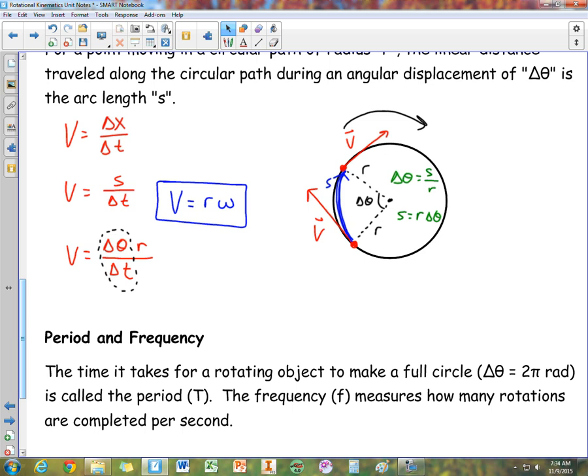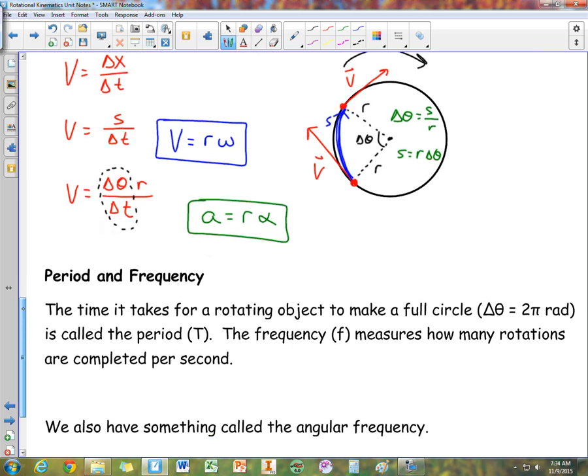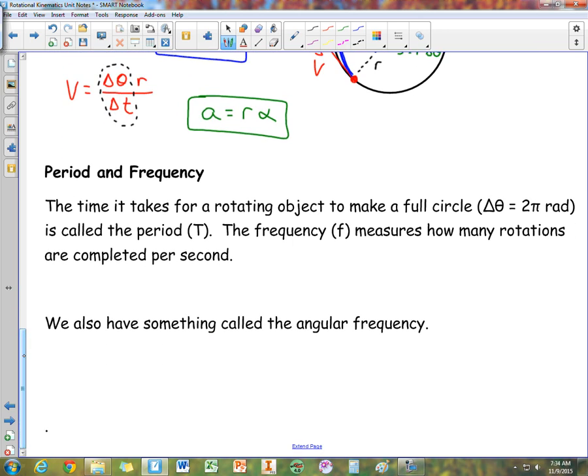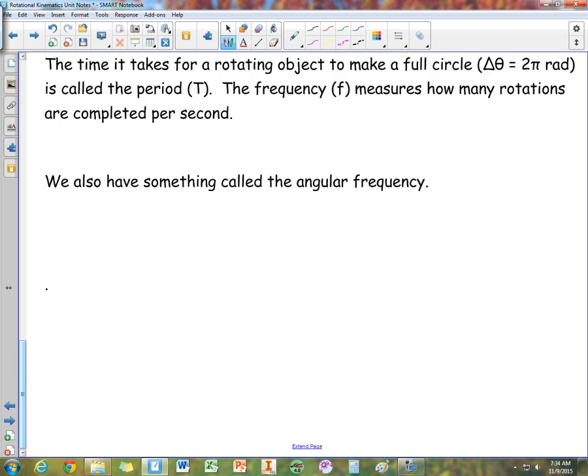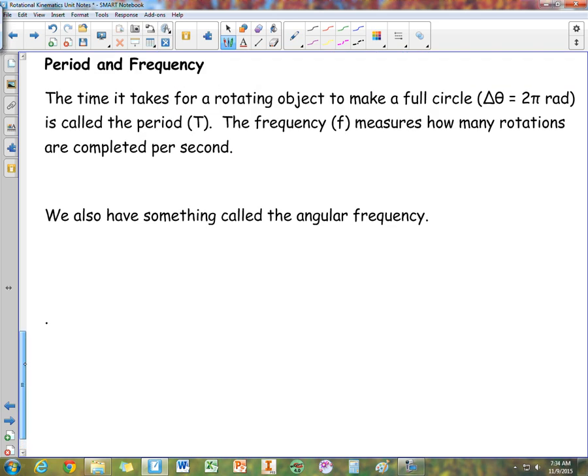I'm not going to write out the derivation, but we have the same thing for acceleration. And the mathematics should work out the same as well. So again, this is a very important way to bridge between rotational quantities and linear quantities. Now, for period and frequency, this is something that might be a little new. The time it takes for the rotating object to make one full circle, so that's 2 pi radians, we call that the period, and we give it the letter capital T.